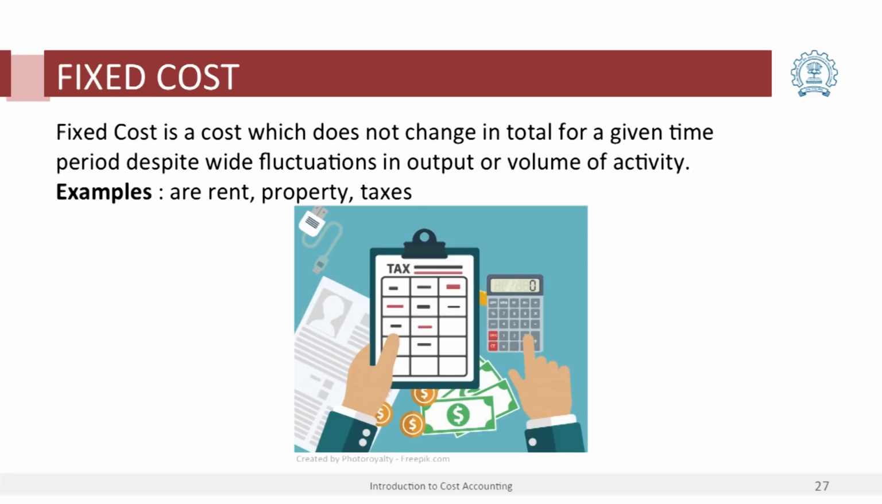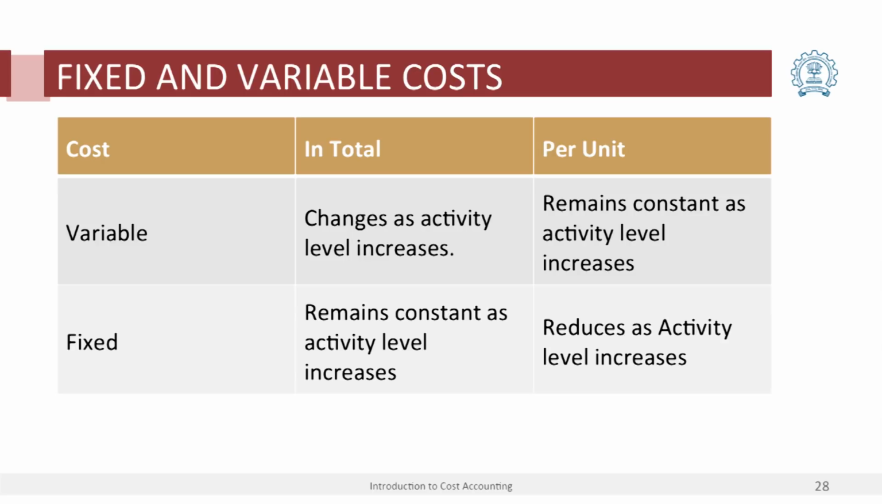As against this, the costs which do not change with the level of activity are known as fixed costs. Examples are rent, property taxes and so on. Here is one more way of identifying it. A variable cost changes with the level of activity, so many times it remains fixed on a per unit basis. Fixed cost remains constant, it does not change with the level of activity, so it goes on reducing on a per unit basis as you increase your output.